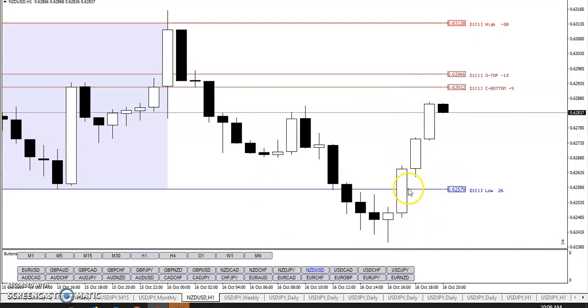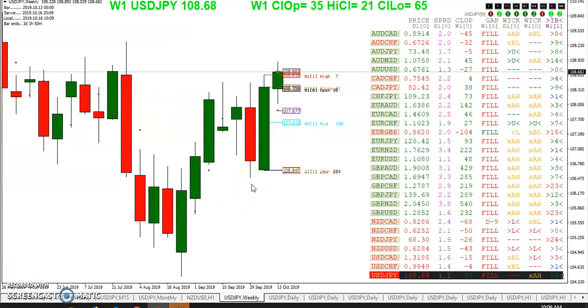Fundamentals, everything just around this line. Fundamentals. Okay, so let's move on. For the week, we still have one gap that hasn't filled. And you can see that the dollar yen once again broke through the previous week's high.